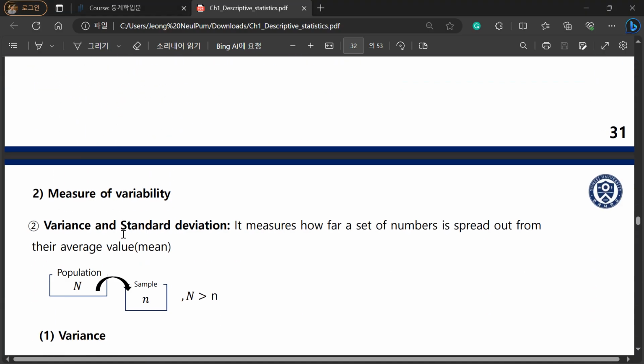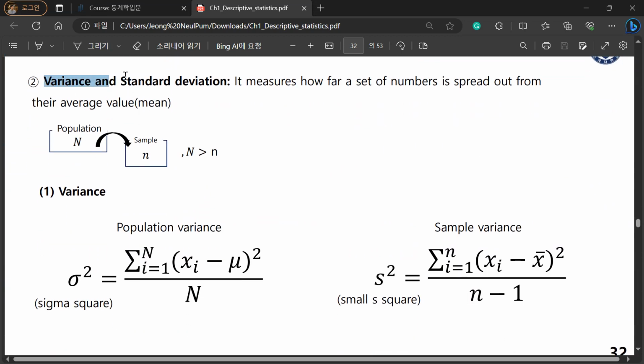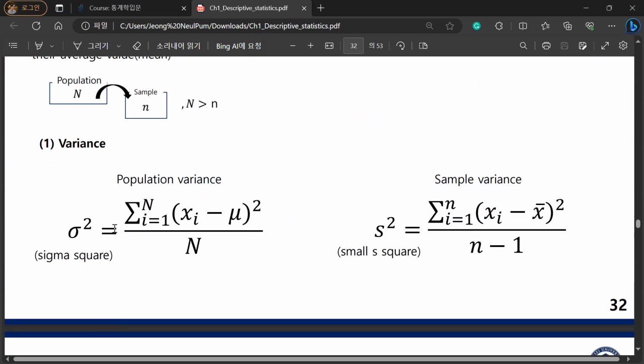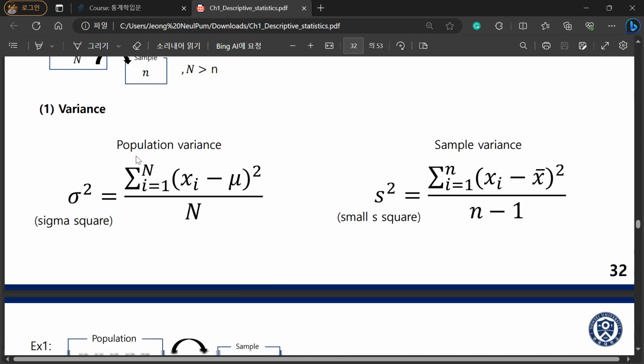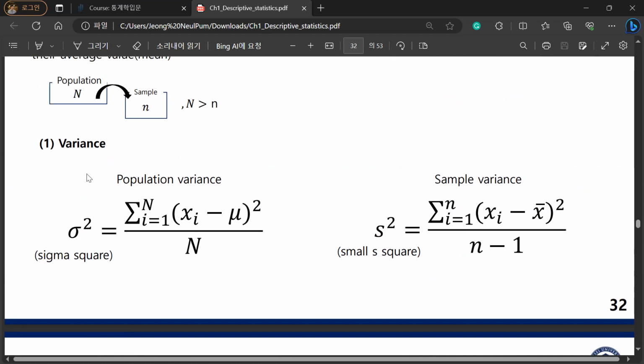And the most important and most famous thing is the variance, as well as the standard deviation. And as you already know, variance measures how far a set of numbers is spread out. So we can use this formula for getting the variance. And I think the most important thing is that you have to classify whether our data is from a population or a sample, because it depends on the formula. It depends on where the data comes from.